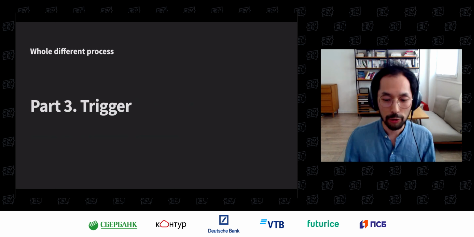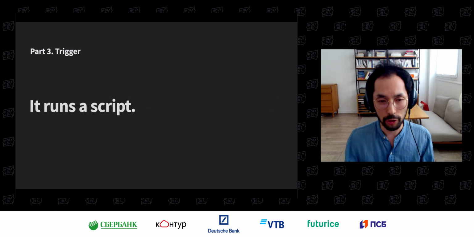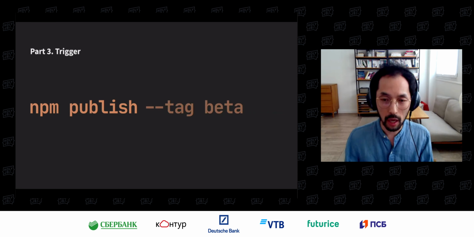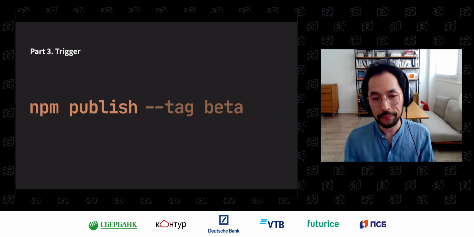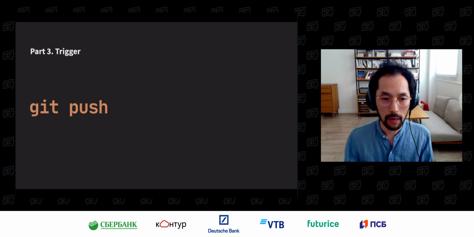And part three, trigger. So your CI or CD is triggered by that new commit. That new commit was added, so your CI is triggered. Then that CI can run a script. And the script can be something like npm run build and npm publish, sometimes --tag beta or alpha. And after that, it can create a git tag and push the tag back to the remote.